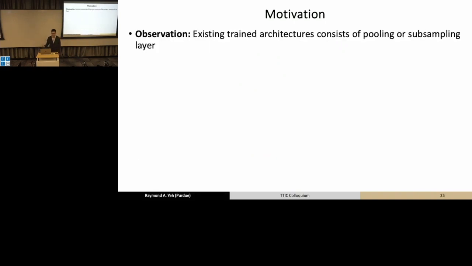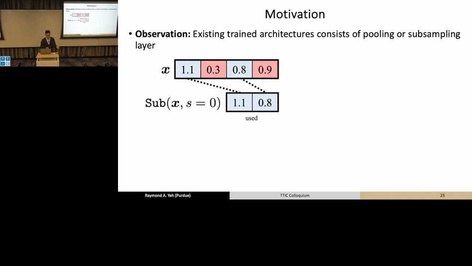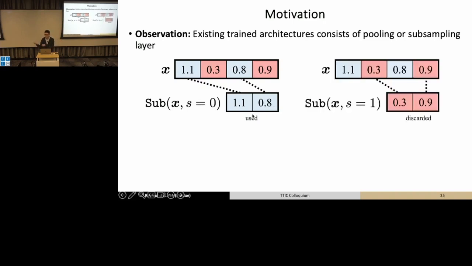The observation that we have is that existing trained architectures, at least for classification and segmentation models, often contain what's called pooling or subsampling layers. Here's an example in 1D. If you're given an input 1D image X, here a 4-dimensional one, typically you have a subsampling, let's say by a factor of 2, and you just end up with all the even indices of that particular vector.